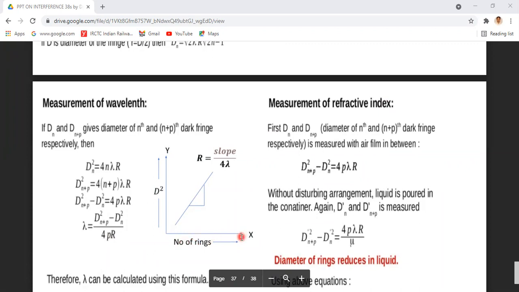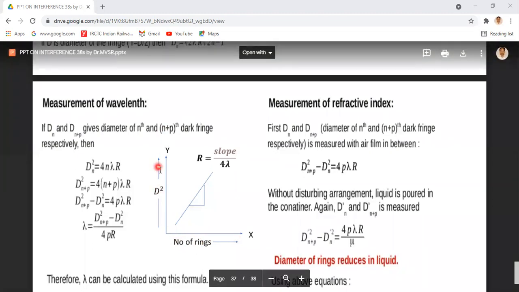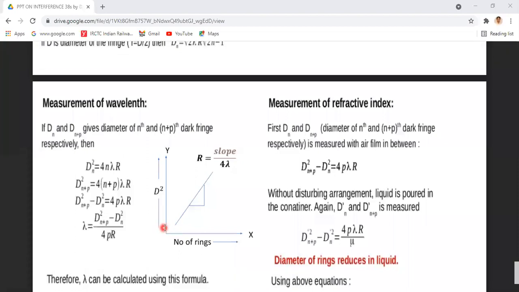So on the x-axis, the number of rings is taken, where each 1 centimeter region is equal to 2 rings: 0 here, 2 rings, 4 rings, 6, 12, up to 22 rings.